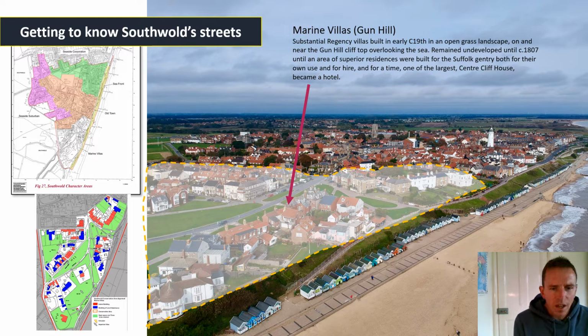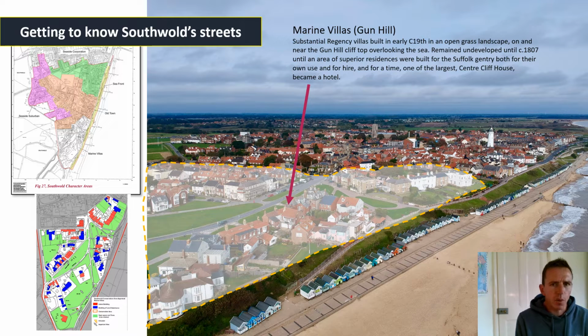Marine Villas is generally a location that is known to most locals as Gun Hill, this area to the south of the High Street. If you were to take the right-hand fork down the High Street, it splits in the marketplace, and continue on that road, you eventually come out into an opening, broader area known as Gun Hill. So this area has been developed more recently.